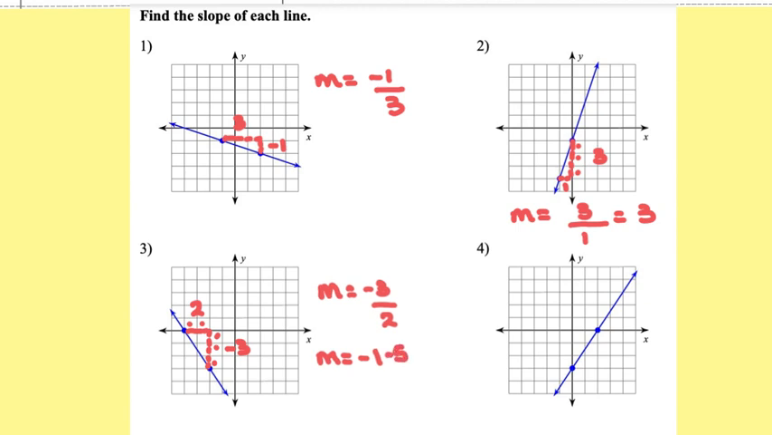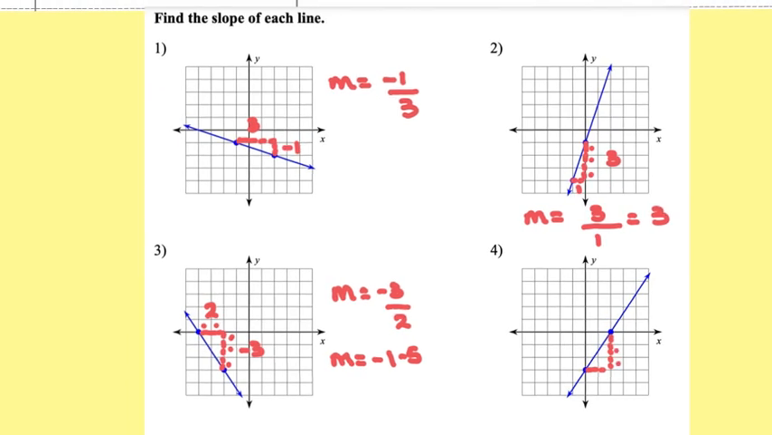And in question 4, we pick 2 dots, draw in our right-angled triangle. So the rise is 1, 2, 3. The run is 1, 2. So the gradient in this case, rise of 3, run of 2, is 1.5.